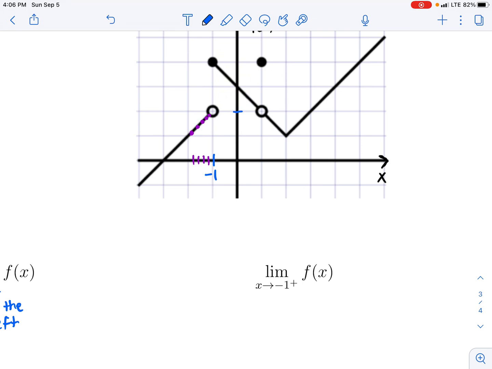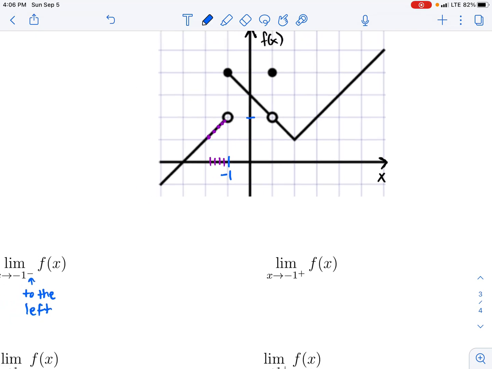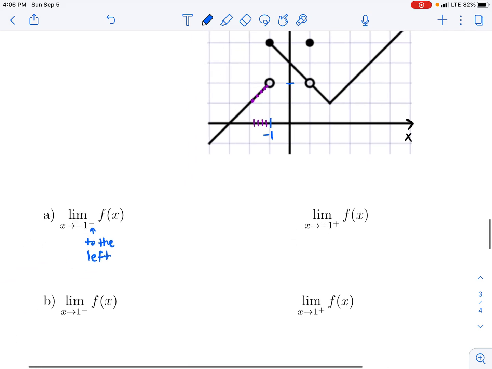As I was drawing those purple points, what y value does it look like I'm getting very, very close to? Because of course I'm getting very, very close to the x value of -1, but the y value that I'm getting very, very close to is 2. And so we would say that this limit here is 2.